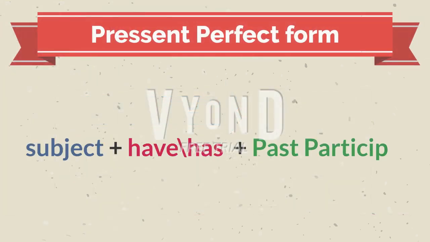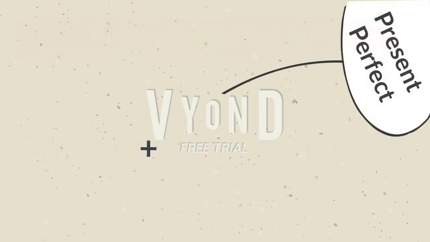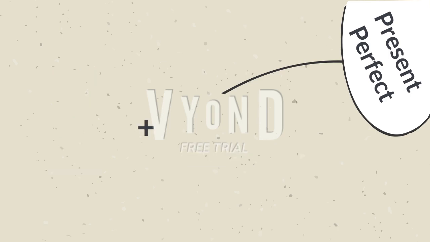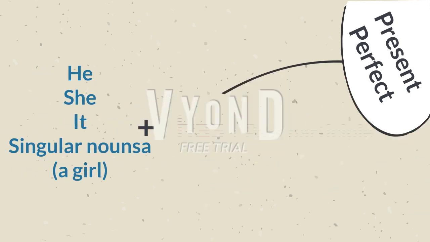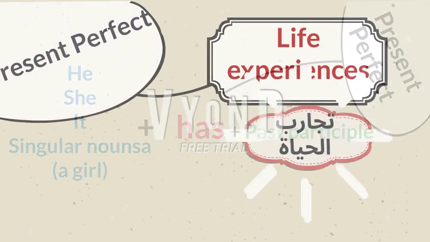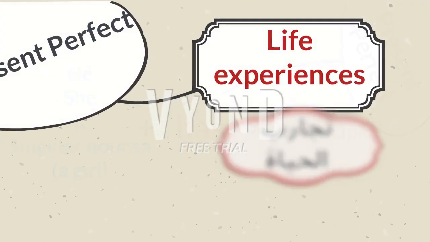Here we have the rule of present perfect. So we have the subject, have or has depending on the subject, and past participle. If we have plural subjects like I, we, you, they, or plural nouns, we will use have plus past participle. But if we have singular subjects such as she, he, it, or a singular noun like girl, we use has plus past participle.